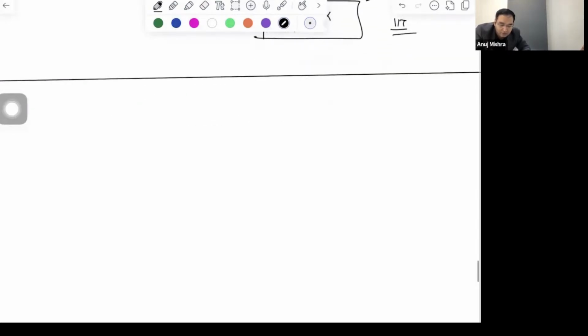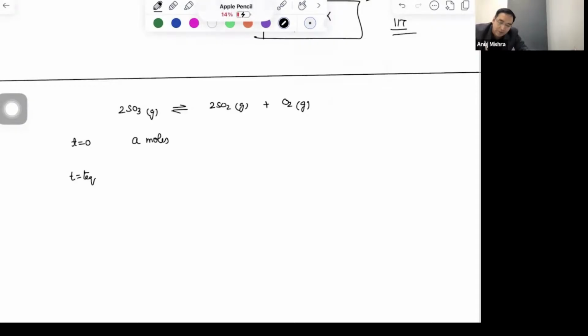The question goes like this: 2SO3 gas gives 2SO2 gas plus O2 gas. At time t equals 0, A moles are given. Find out its Kp. You can assume alpha as degree of dissociation. So I need the answer in terms of alpha. Total pressure at equilibrium is given as PT or P, you can say. PT लिख लो.